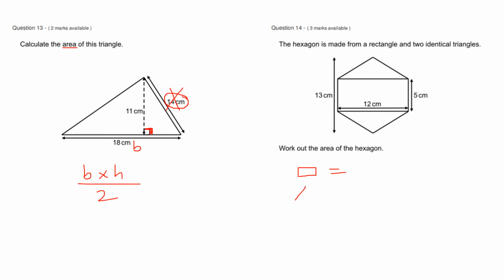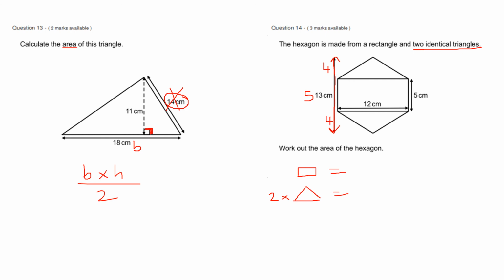We need 2 of them because we've got 2 identical triangles. Now the triangle, if this whole length down here is 13 and the rectangle takes up 5 of it in the middle, then either side of it, 13 take away 5 is 8, so either side of it must be 4. Okay, so 4 for that top bit, 4 for that bottom bit.